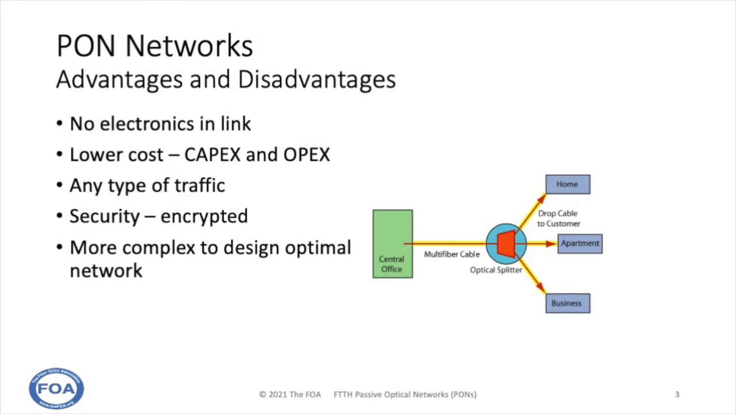The only potential disadvantage of a PON is the difficulty of figuring out where to put splitters in the network to maximize the connectivity and minimize the use of fiber.